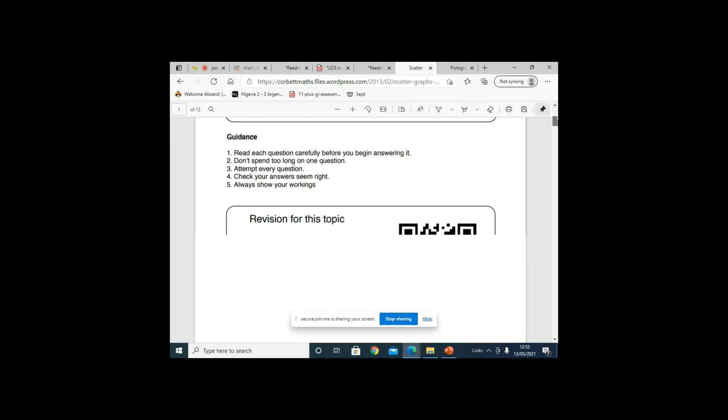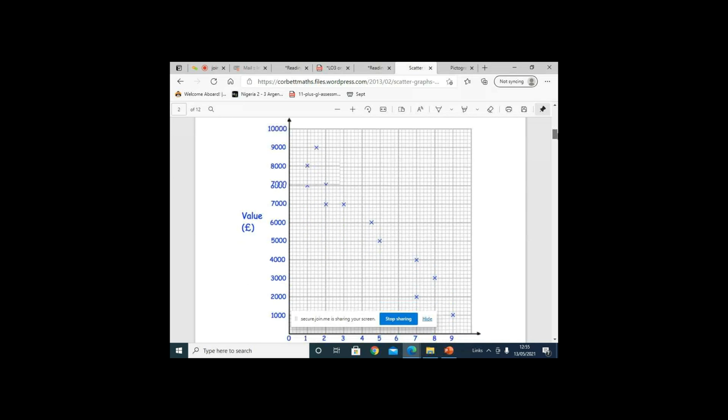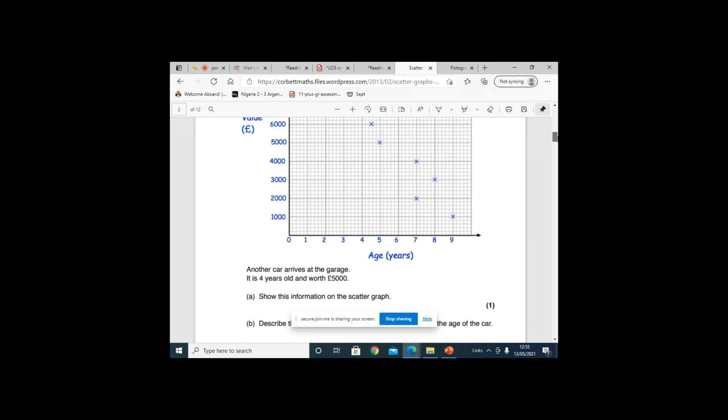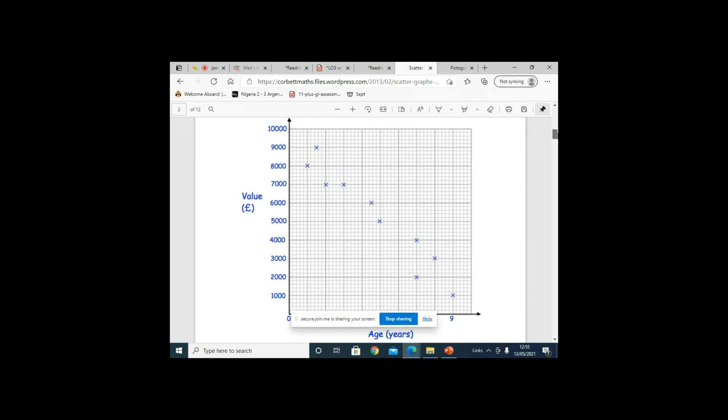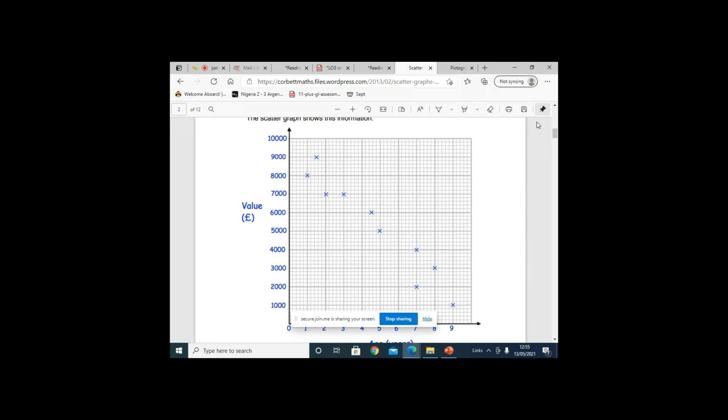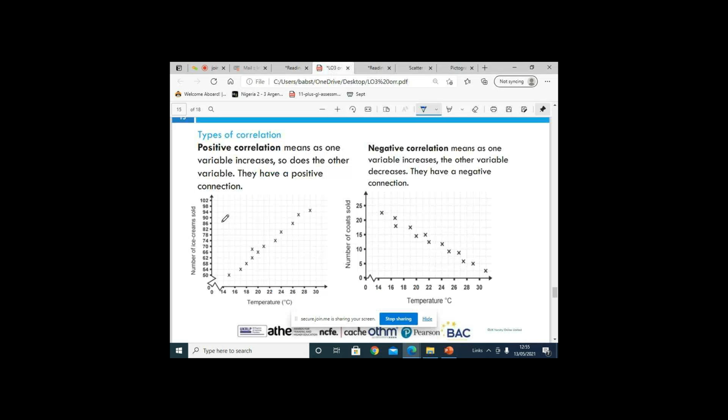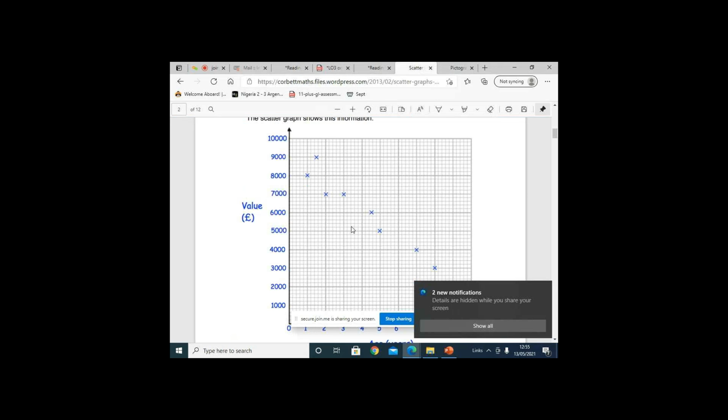So let's move on to scatter diagrams now, quickly. Look at this one now. What type of correlation is this? Is it negative or positive? That is increasing, right? Let me show you. Can you see? This is positive correlation and this is negative correlation. So what type of correlation is this now? Negative. Negative, yes.